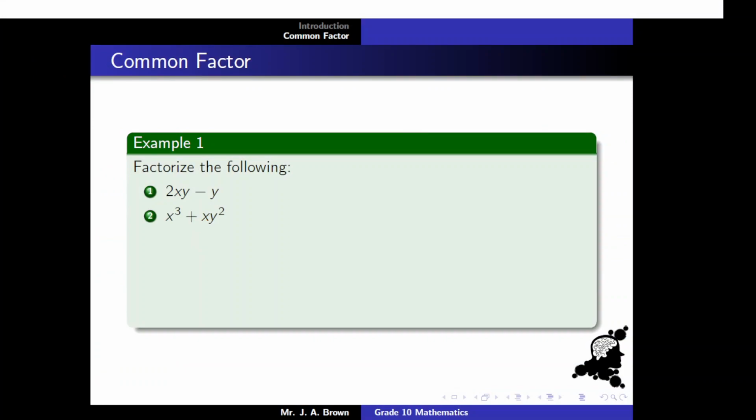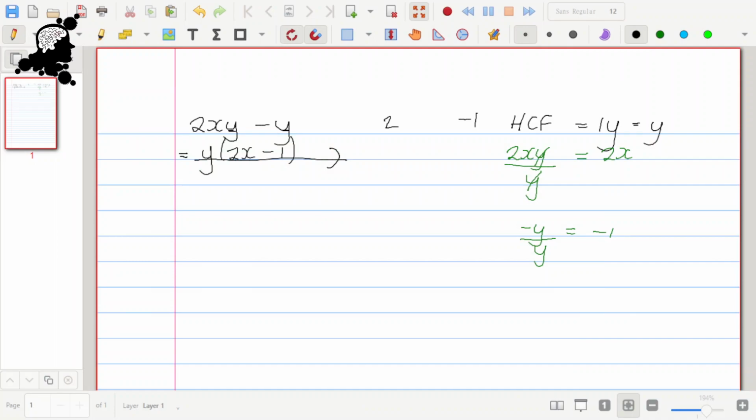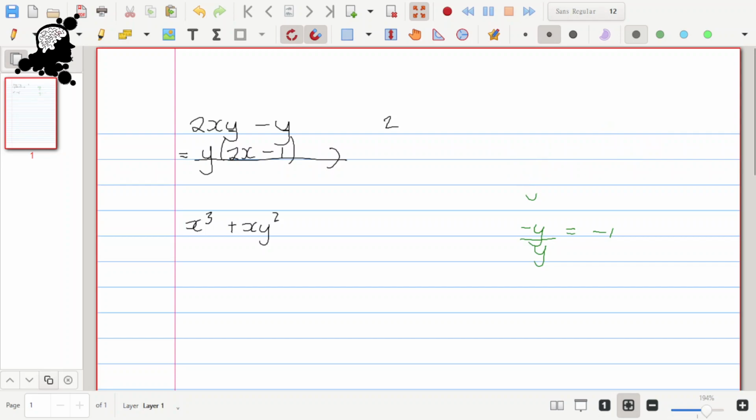We've got x cubed plus xy squared. So let's look at this one. We have got x cubed plus xy squared. Now let me erase the working that I had for the previous question just so that I can have enough room and that it doesn't confuse what we are doing.